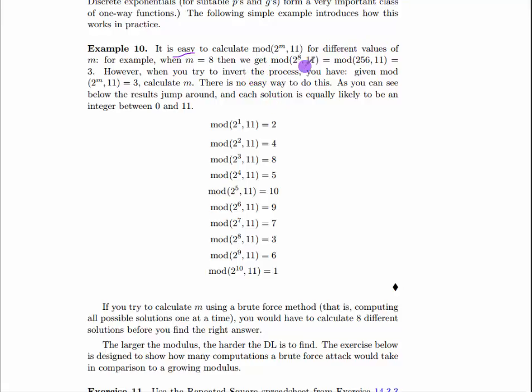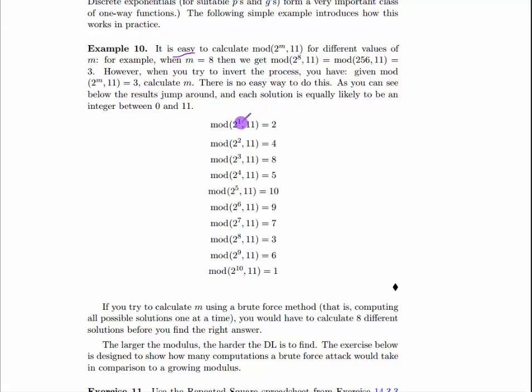But if you want to invert the process, if you're given that 2 to the m mod 11 is equal to 3, calculate m, how are you going to do that? If I just gave you this information that 2 to the m mod 11 is 3, how are you going to calculate m? Well, it turns out there's no easy way to do this. You can just try. Just keep trying till you get it.